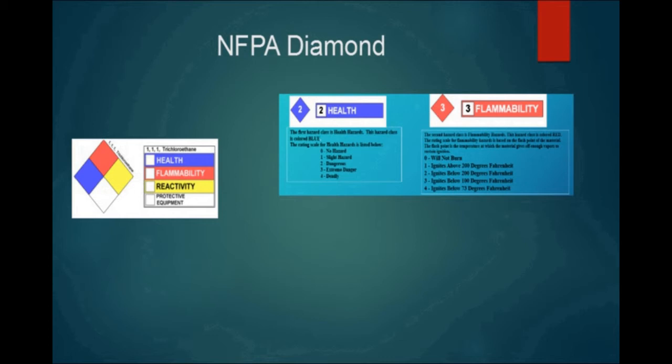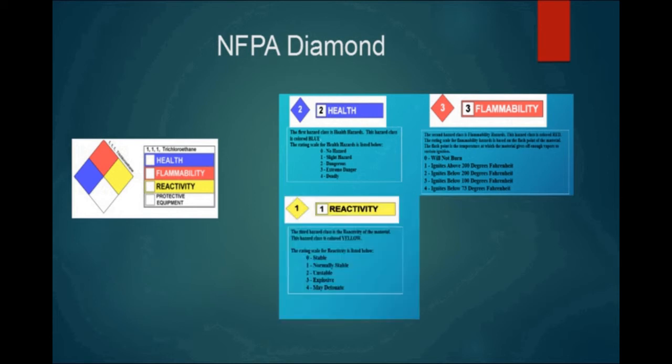2, ignites below 200 degrees Fahrenheit. 3, ignites below 100 degrees Fahrenheit. 4, ignites below 73 degrees Fahrenheit. Reactivity. The hazard class is colored yellow. The rating scale for reactivity is listed below.